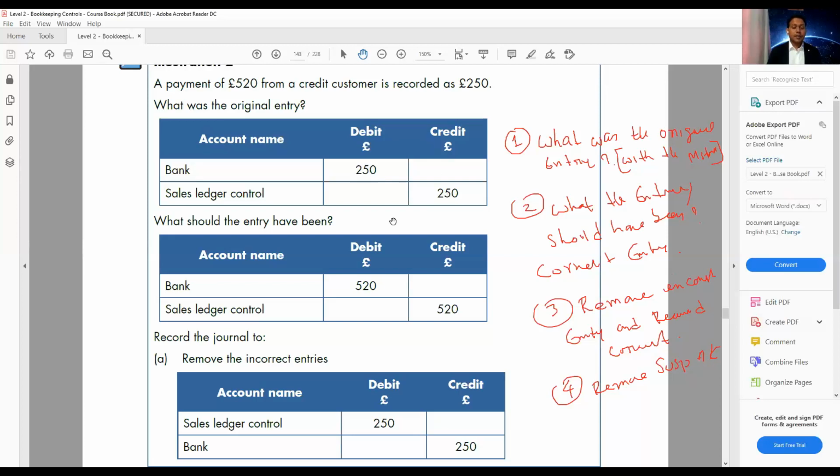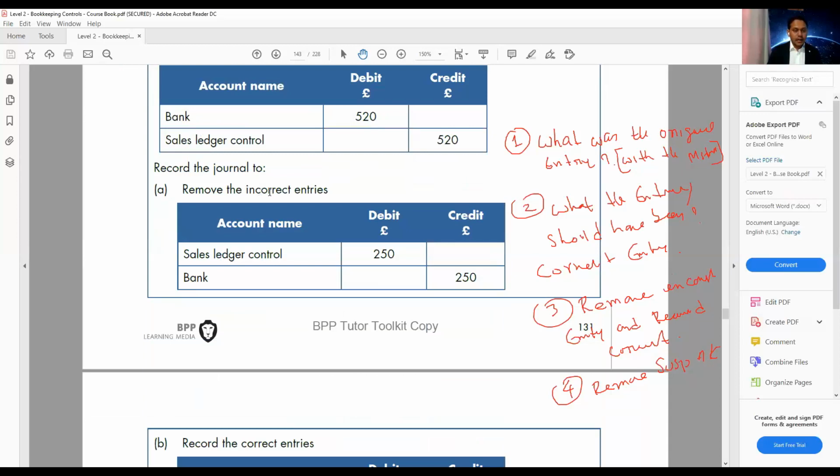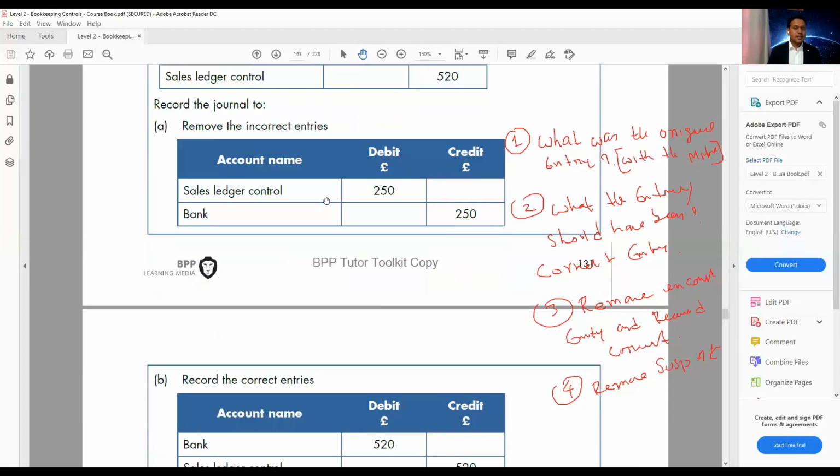So these two will be removed from my system. After that, I'm going to record the new one, bank 520 and sales ledger control 520. That will be the new one in the system. So let's have a look at that. Remove the incorrect entries: sales ledger control 250, that is debit, and bank 250 credit. So now these two journals are gone from my system. 250 is gone.